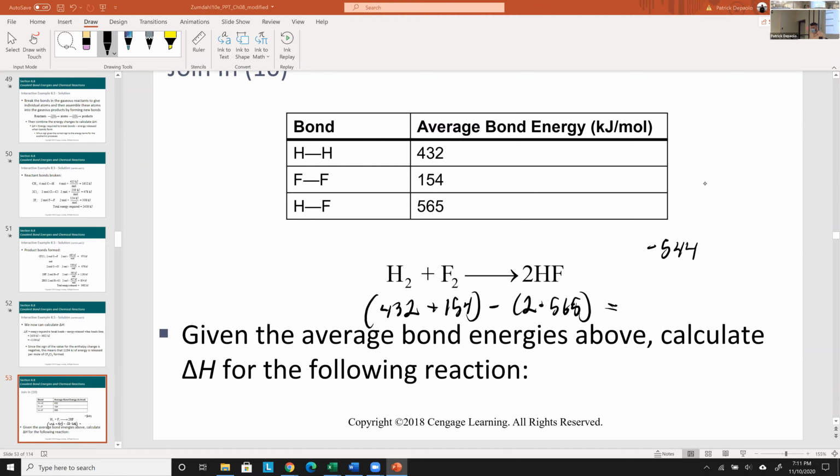Oh, were you confused by this too? Okay, yeah, so the H2 is one molecule, and the F2 is a molecule as well. So they have an H-H bond and an F-F bond. So that's the bonds that are going to be broken. And the ones formed are going to be the ones on the right, which is 2 times the HF bond.